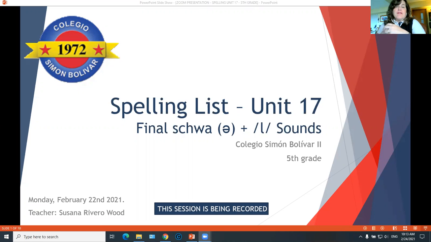These words have a final sound that is schwa plus L sound. What does schwa mean? Schwa is represented by this symbol. It's like a letter E flipped down, and it is a sound like "uh", okay? That's the sound. If you add an L, you will have a sound that is like "ul". Okay, so all the words that we're going to see today have a final sound like "ul". You will see. Let's start.